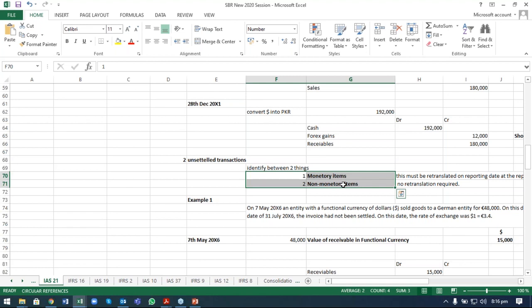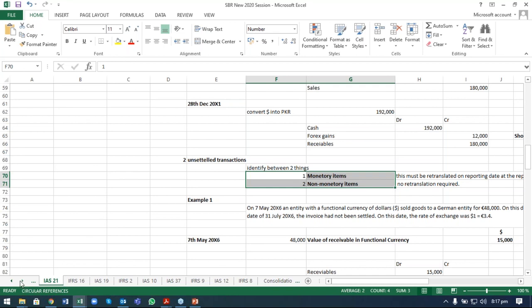Examples of monetary items include loans, receivables, payables, cash, and many others like this. Non-monetary items include property, plant and equipment, inventories, buildings, land, and any other item to which you cannot assign a specific unit of currency.